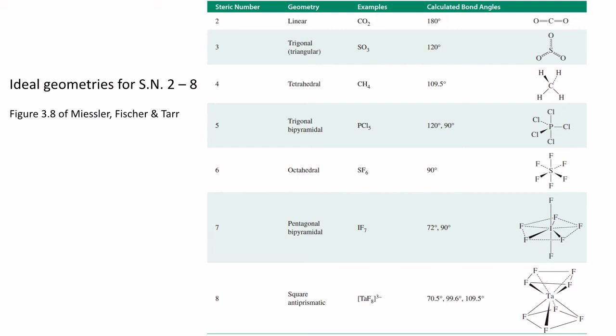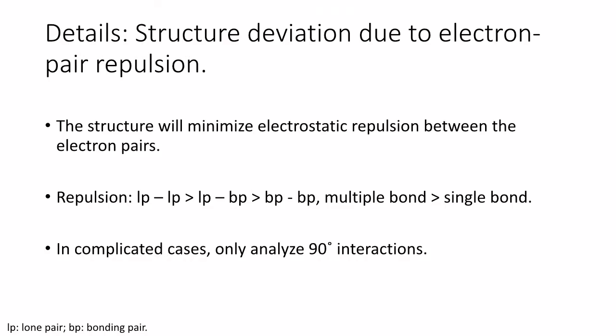Now, this is an ideal situation in which all the electron pairs are identical. If you look at the examples given here, all the ligand atoms are identical and there are no lone pairs on the central atom. That makes it simple to analyze, but in reality, there are many other situations that are not that ideal. And for those situations, we have to do a third step analysis, and that would be the structure deviation that could occur due to the non-ideal structure.